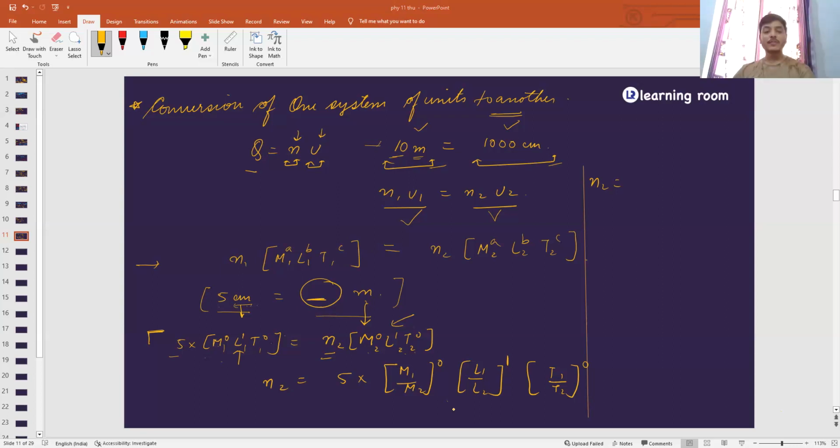Now what we have to do, we have to take these dimensions from here to this side so that we can get this variable N2. So what I did, I divided M1 with M2, L1 with L2 and T1 with T2 with the respective powers. Now see here, the power of M and T is 0. So I can write N2 is equal to 5 times L1 by L2 to the power 1. Agree, yes or no? Everyone?